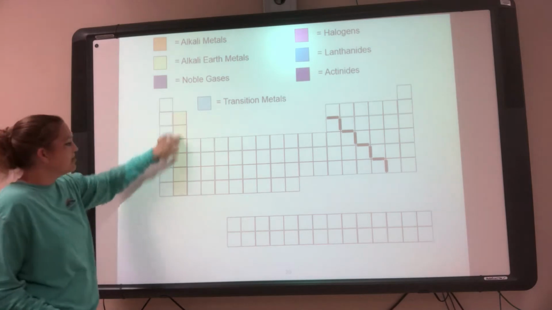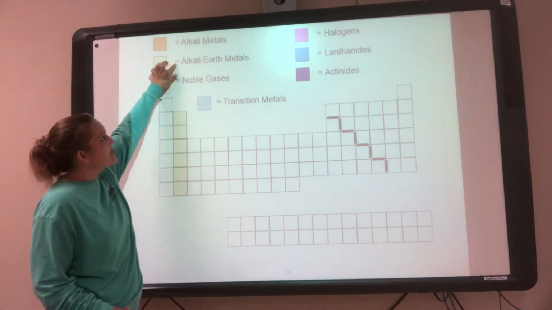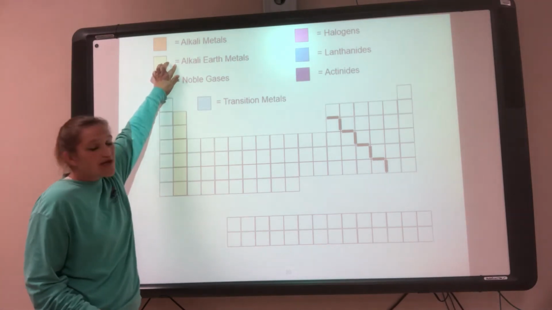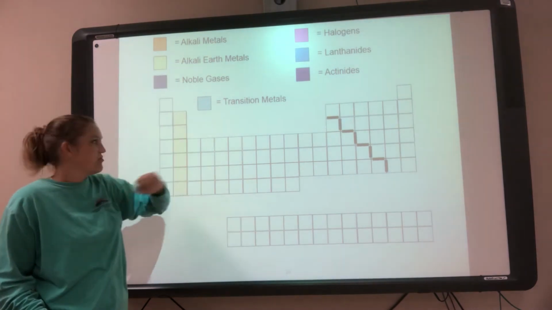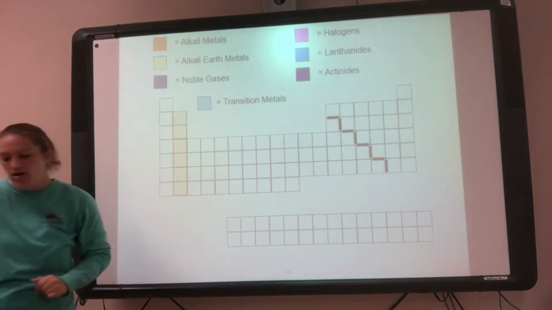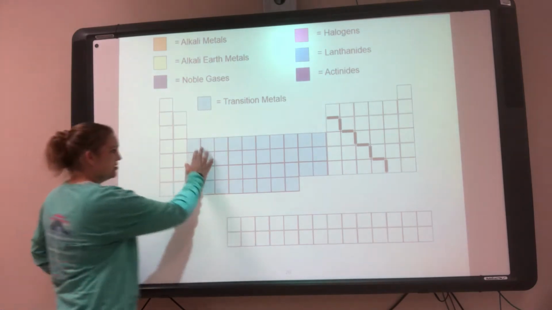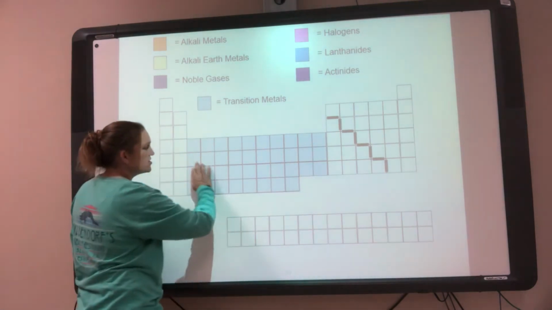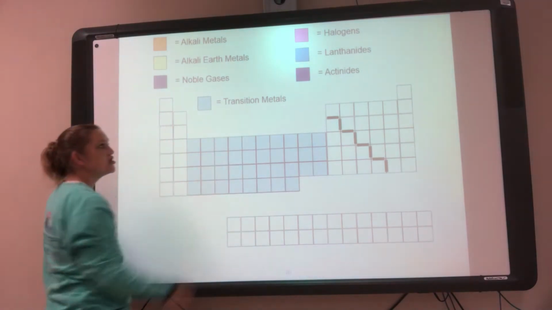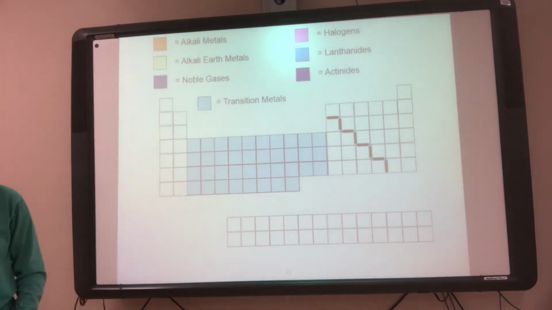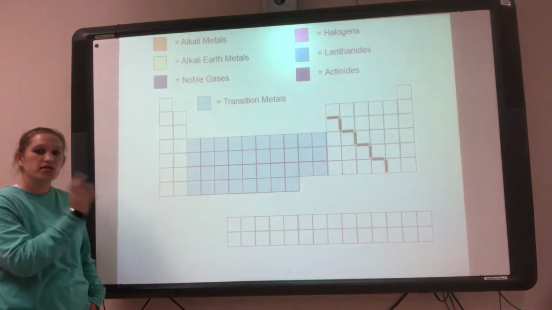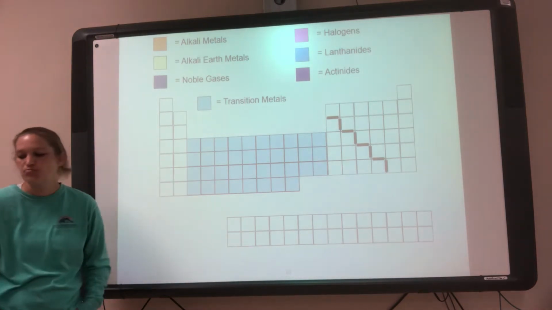Column 2A, right here, these are the alkali earth metals, or sometimes the alkaline earth metals. This middle box, I already called them this in the last lecture. These are the transition metals. Transition metals, we get it because sometimes they transition. Remember the electron configurations, they change.